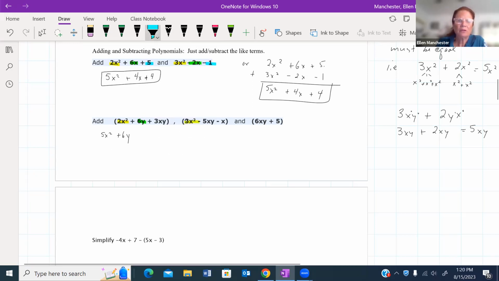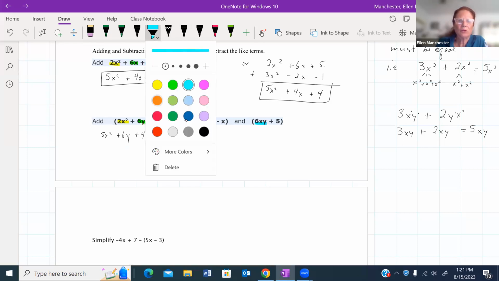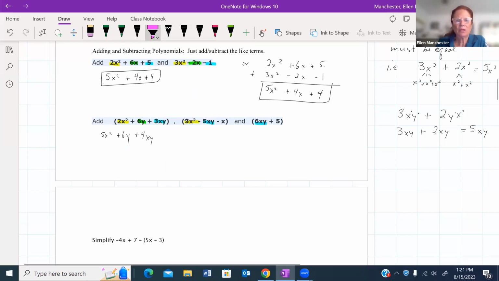Then I have 3xy. Here's negative 5xy, and here's 6xy. So these are all like terms. So I have a positive 3 and a negative 5. That makes it negative 2. Negative 2 plus 6 is 4xy. Okay. And now I'm done with those terms.